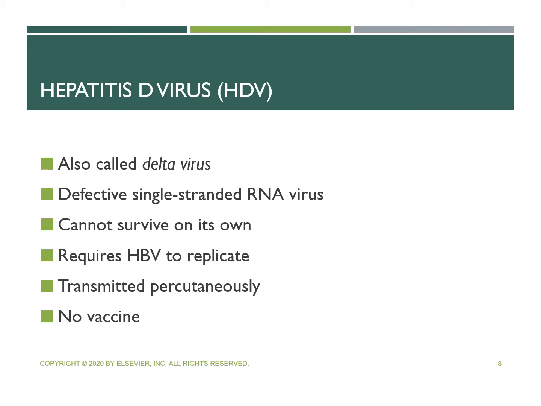Hepatitis D is also called Delta virus. There is no vaccine. It is a defective single-stranded RNA virus. However, there is some thought that if you are vaccinated with hepatitis B, it does decrease this risk.